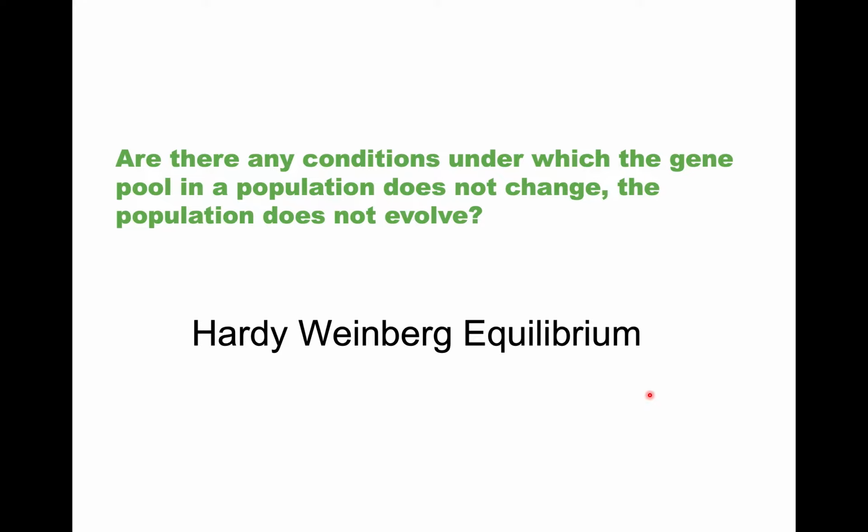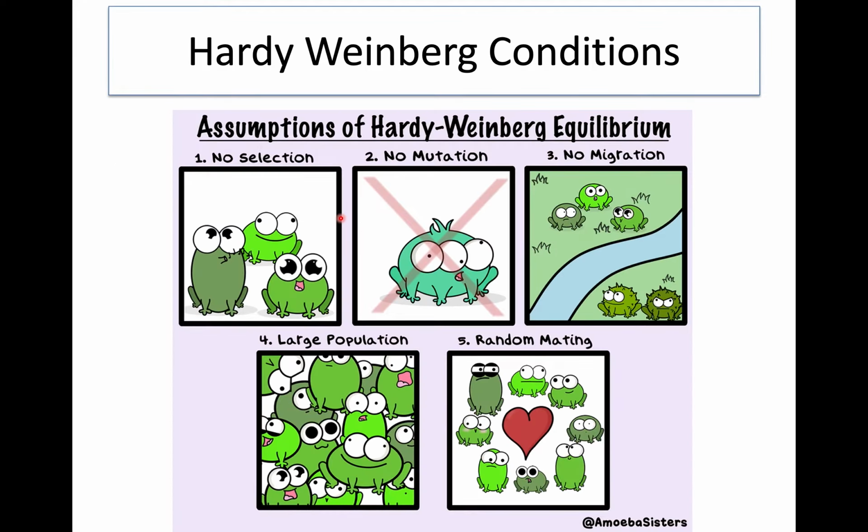So the next question, which was pondered by two mathematicians independently, Hardy and Weinberg, is: are there any conditions under which the gene pool in a population does not change at all, where the population does not evolve?